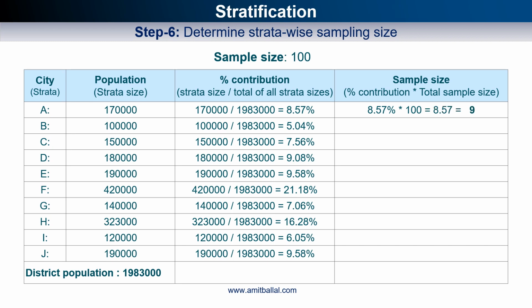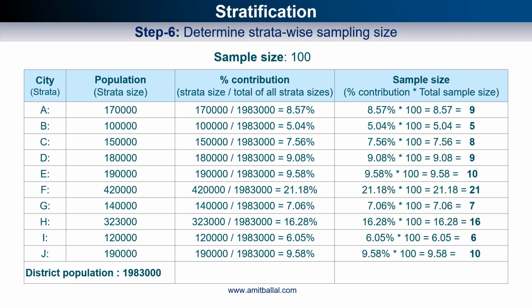We will get the result as 8.57. But we will round up this number and the outcome would be 9. Rounding is required since we cannot sample 8.57 people. We can either ask 8 people about their opinion or 9 people, and since 8.57 is closer to 9, we selected 9. In a similar way we can calculate the sample size for each of the strata.